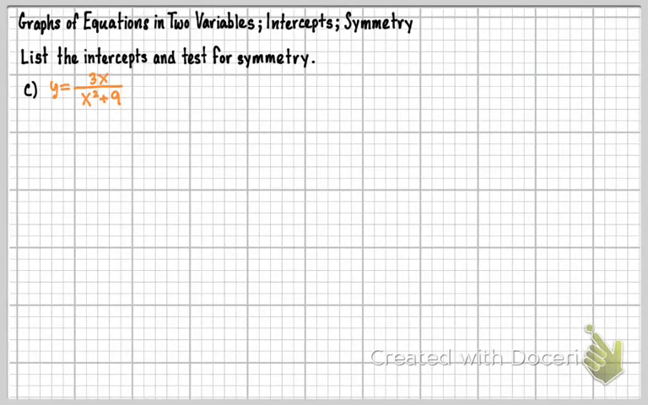So let's start off with the intercepts. If we're looking for the x-intercepts, that means y equals 0. So then I have 0 equals 3x over x squared plus 9. Now, one thing to take note of here is notice the bottom is prime. What that tells me is that I'll never get a 0 on the bottom, no matter what real number I plug in. So that's kind of a nice thing there.